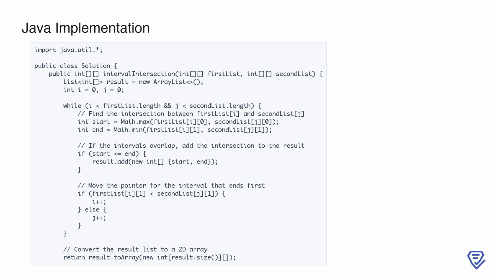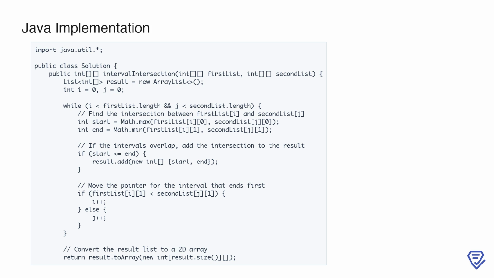Here, we begin by importing the necessary libraries and defining the main class and method. The method, interval intersection, takes two 2D arrays as input, first list and second list, which represent two lists of intervals. We initialize an empty list called result to store the intersections and two pointers, i and j, to iterate through each list. Inside the while loop, we ensure that both pointers are within the bounds of their respective lists.